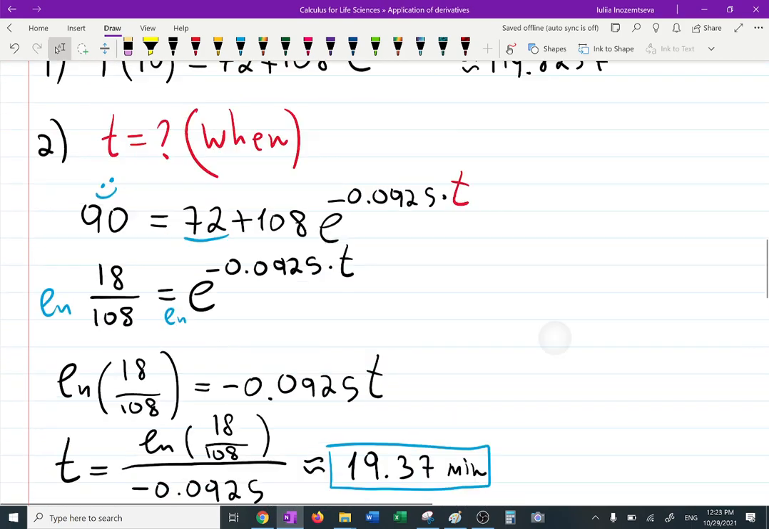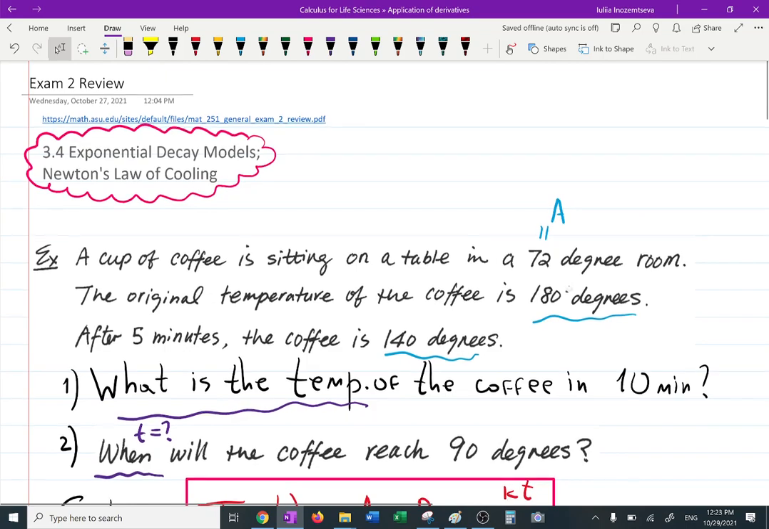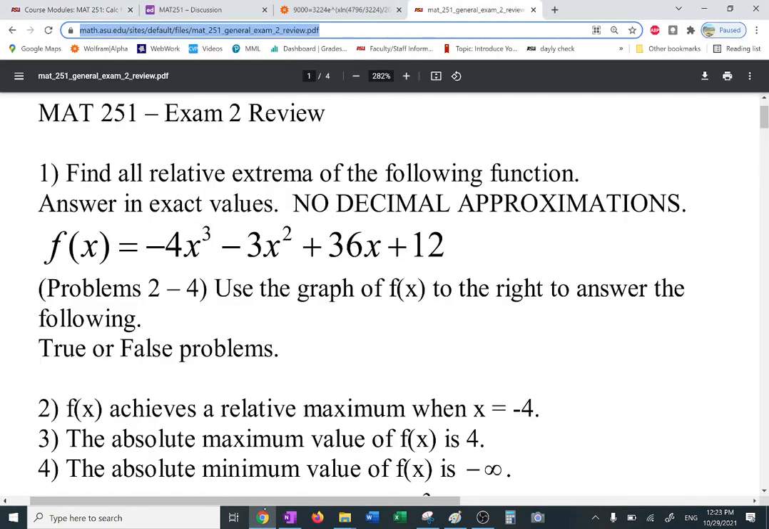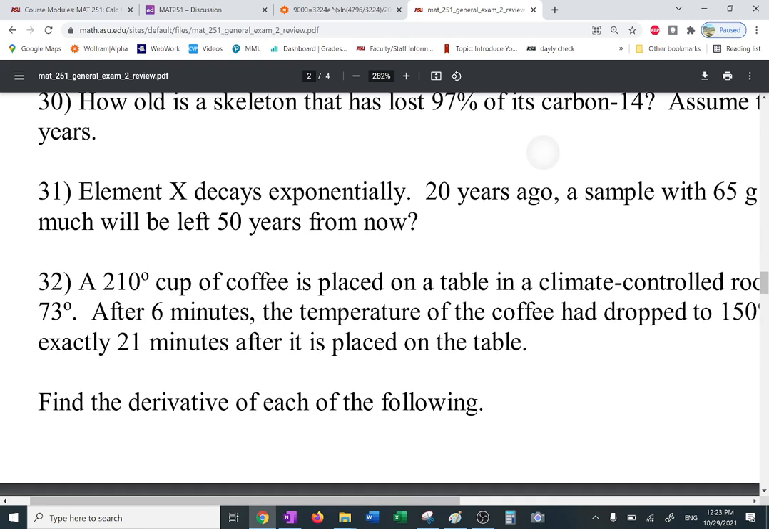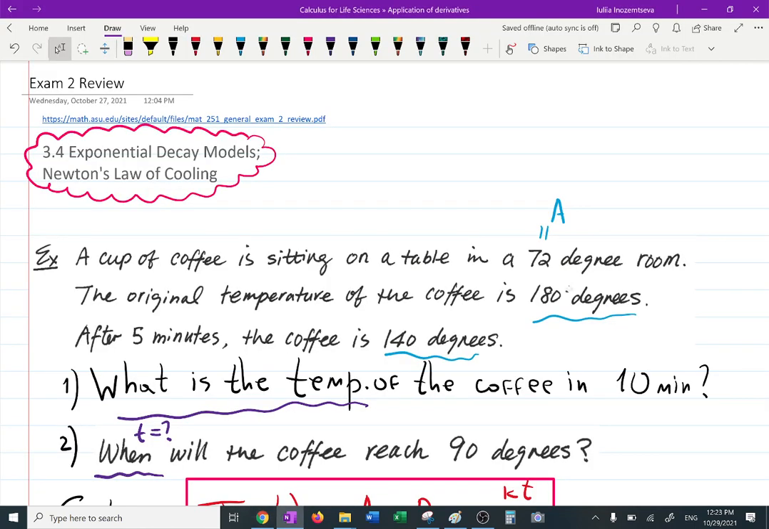And last time we did a problem about the cup of coffee. It's actually there as well. It's the last problem on the review. The last problem, 32, is on the review. So I'll make sure to write down 32.